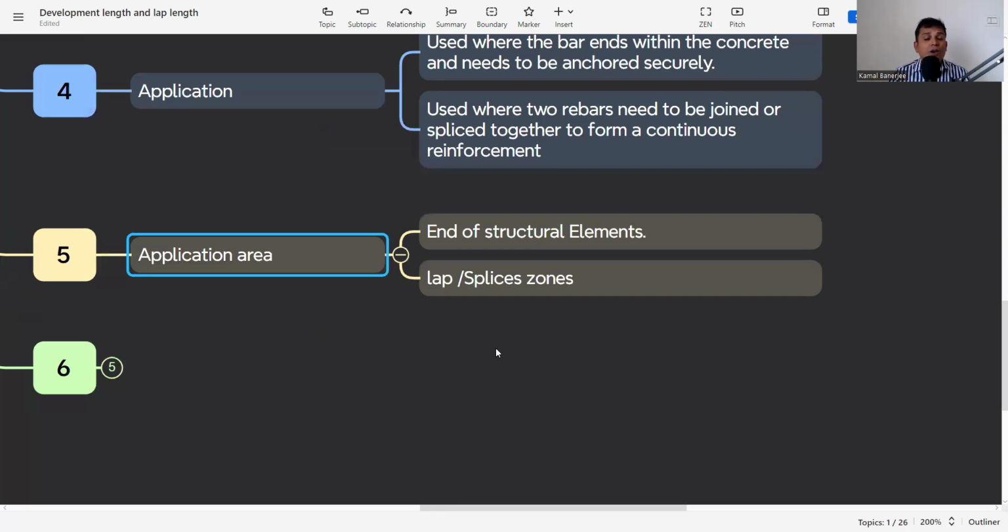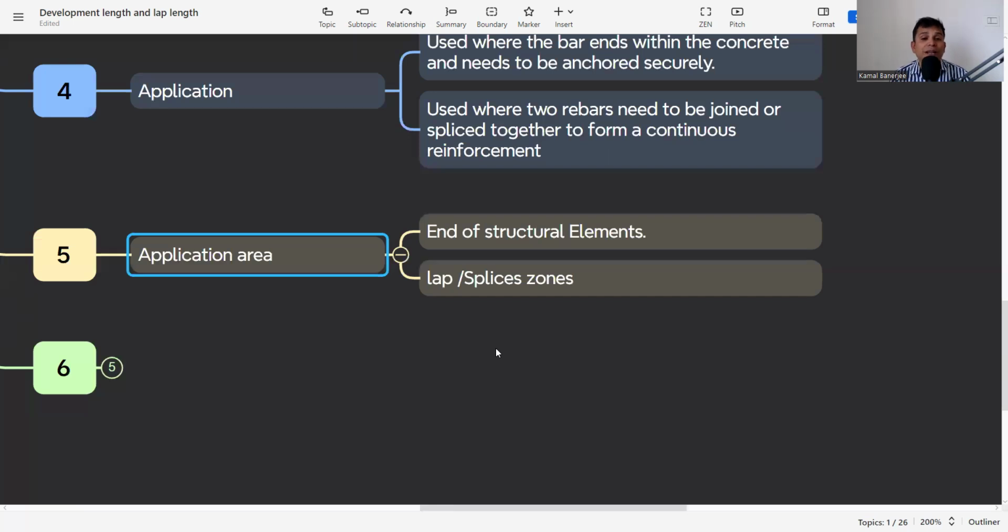Now the question is, can I make a lap or splice anywhere in the structure? The answer is no. We need to find out the lap or splice zone of the structure, and only in the lap or splice zone can we provide the lap. What is the lap and splice zone? It is the zone where load can be transferred without harming the structural integrity.